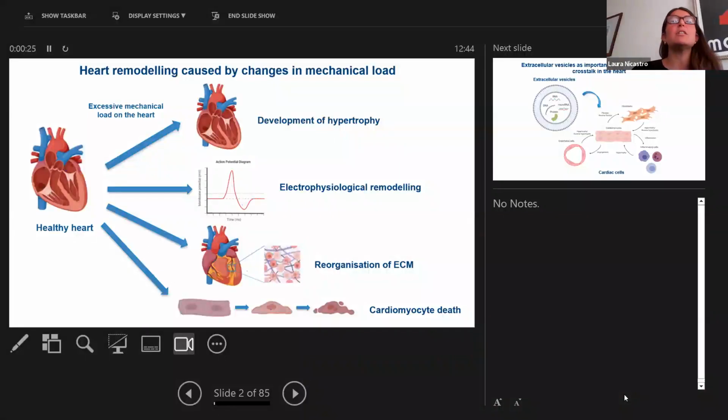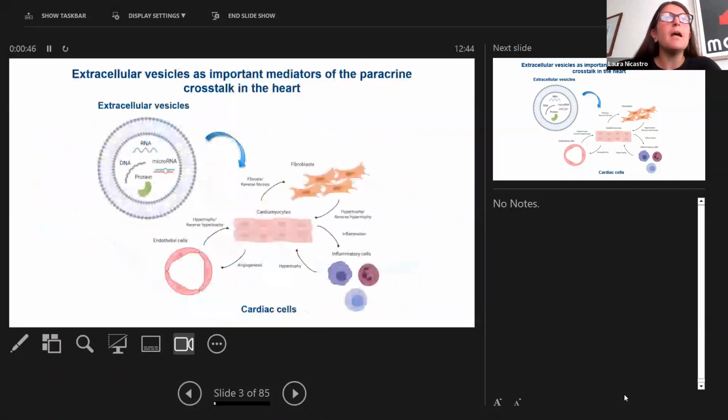The transition from a healthy to a failing heart, which is caused by excessive mechanical load on the heart, undergoes substantial remodeling in terms of development of hypertrophy, electrophysiological remodeling in terms of calcium and contractility, reorganization of the overall extracellular matrix, and death of the cardiomyocyte.